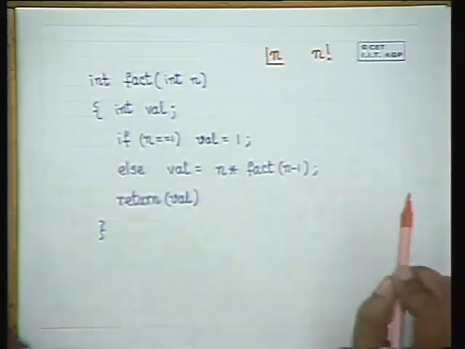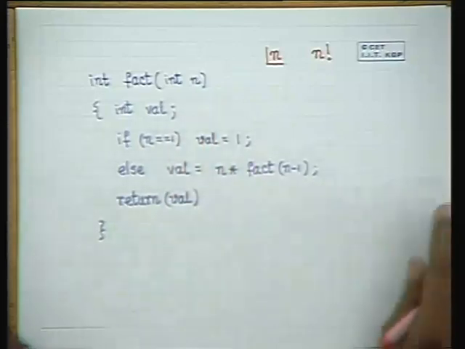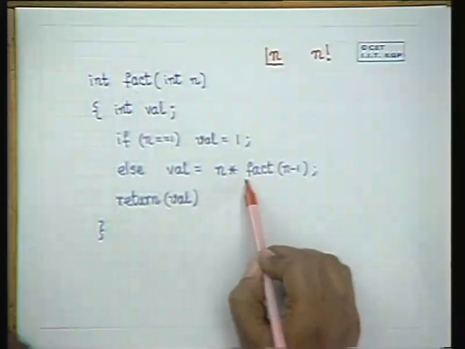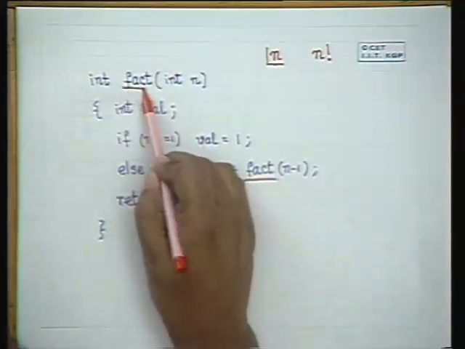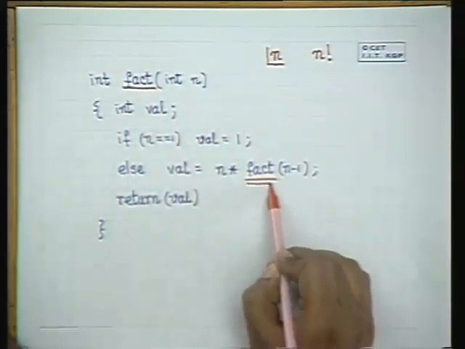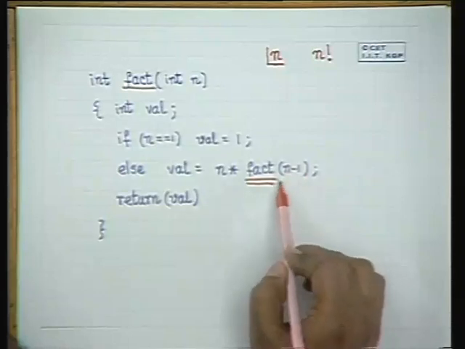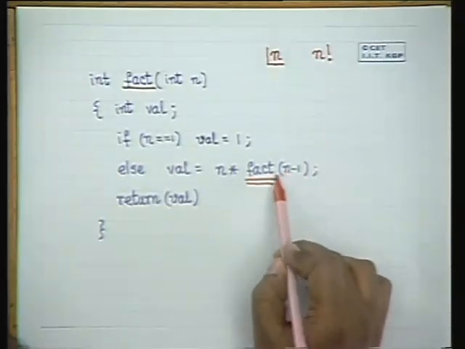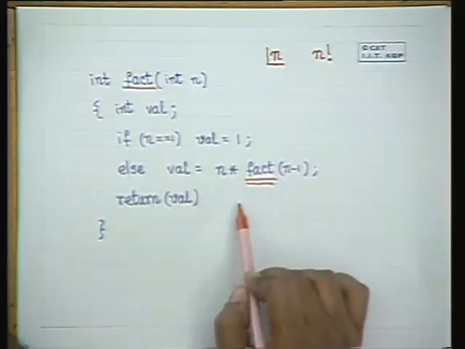Now let us have a look at the structure of this definition. Firstly, it is an inductive definition because in fact you are calling fact again, but you are obviously calling it with a smaller value of n. If you had called it with a larger value of n, this program would never have terminated.